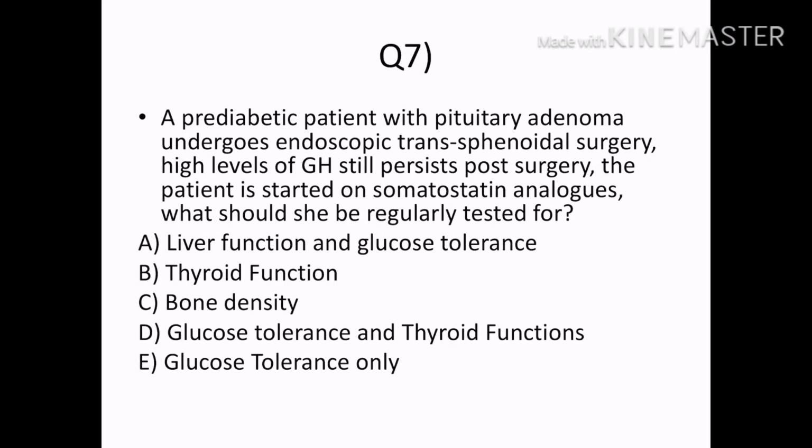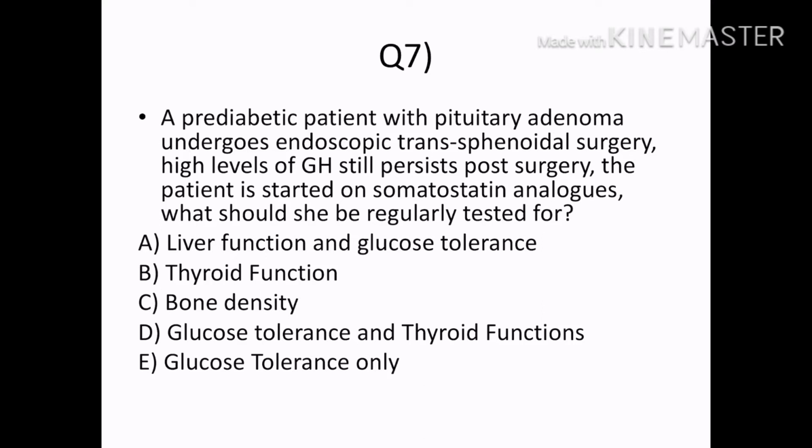Question number 7. A pre-diabetic patient with pituitary adenoma undergoes endoscopic transsphenoidal surgery. High levels of growth hormone still persist post-surgery. The patient is started on somatostatin analogs. What should she be regularly tested for? A. Liver function and glucose tolerance. B. Thyroid function. C. Bone density. D. Glucose tolerance and thyroid functions. E. Glucose tolerance only.